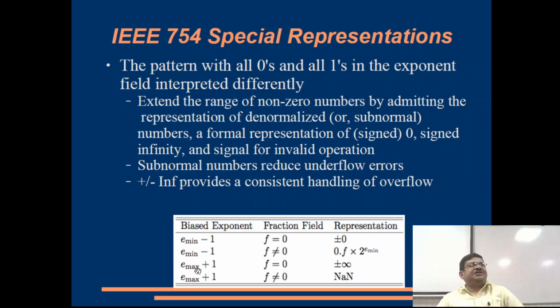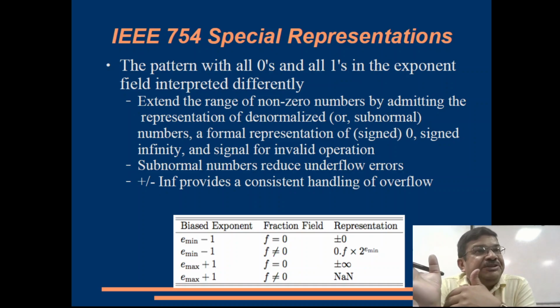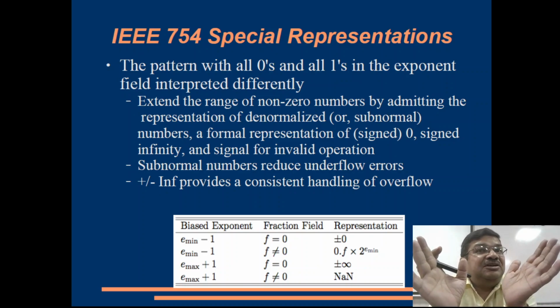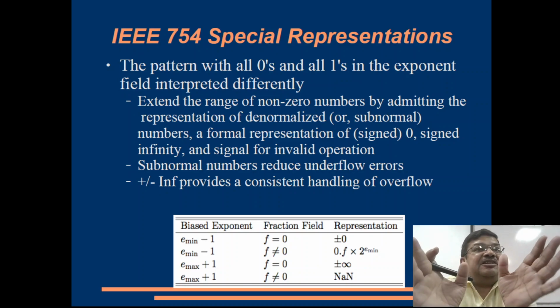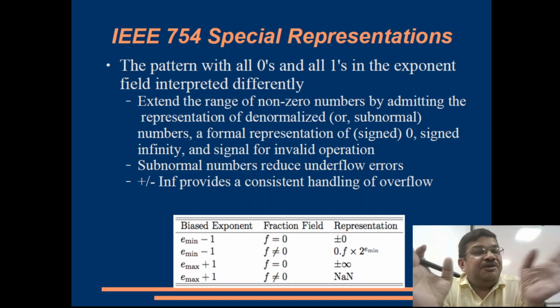Then we come to the other end. When the exponent field is all ones, that corresponds to a positive integer value of plus 128 in a single precision number. And if the fractional field is all 0, all 23 bits are 0 (or 52 bits in double precision), the number is taken to represent plus or minus infinity, depending on the sign bit.